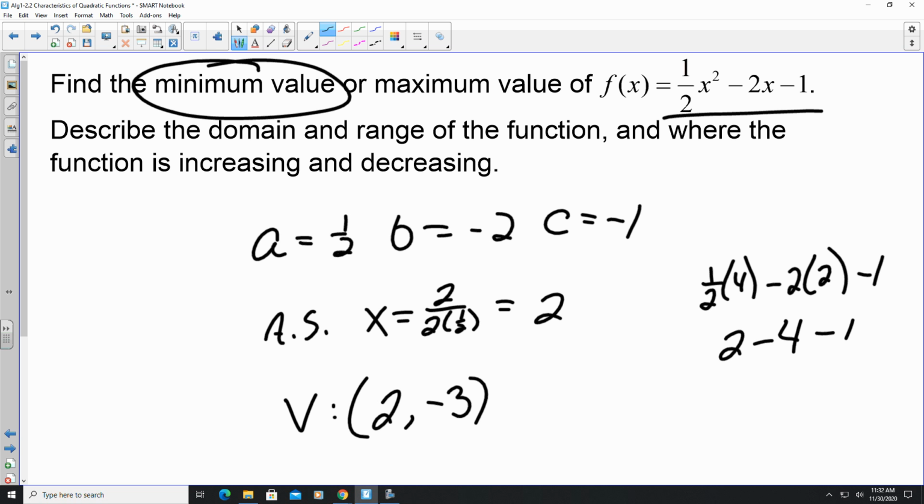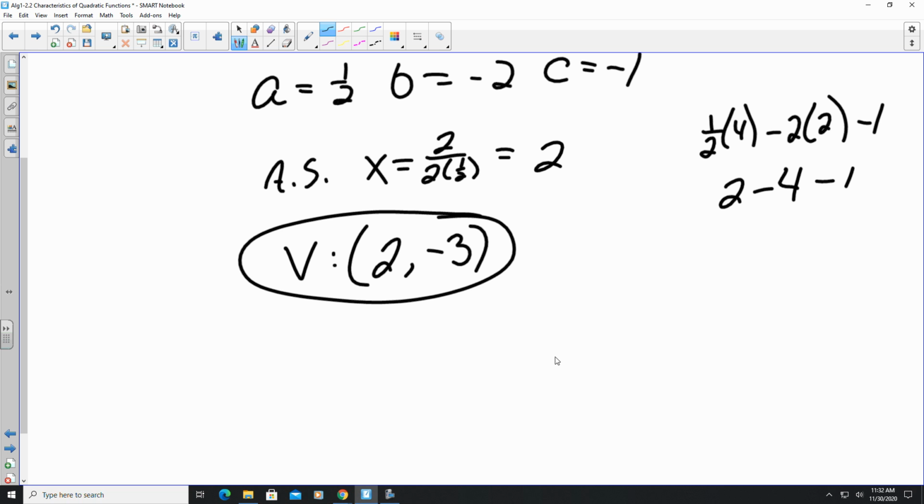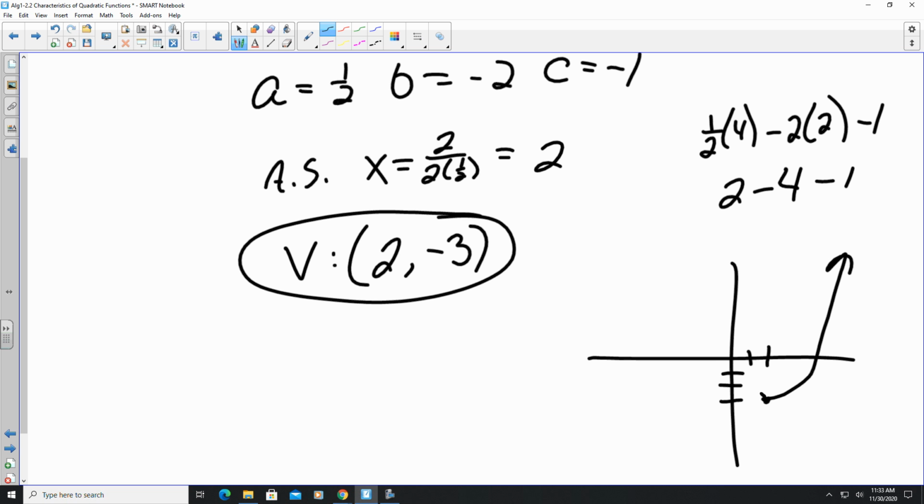All right, so what we have here is a vertex of (2, -3). So if I were to graph that, so 2, -3, 1, 2, 1, 2, -3, it kind of looks something like this. And it's going to look something close to that.